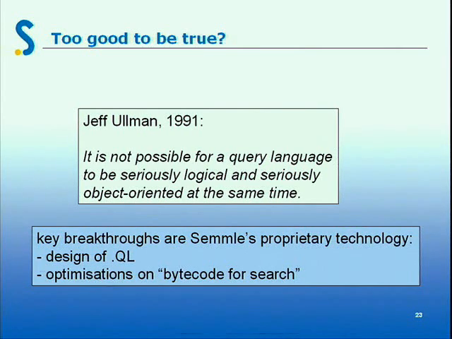Well, there's two reasons. First of all, in the design of .QL, we've sidestepped some of Jeff's objections. In particular, he insisted that an object-oriented query language must have a notion of object identity, and we've done away with that. And secondly, there's these optimizations that I mentioned before that we do on our intermediate representation.